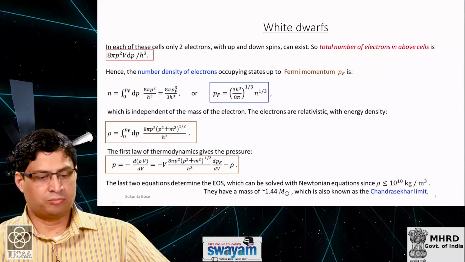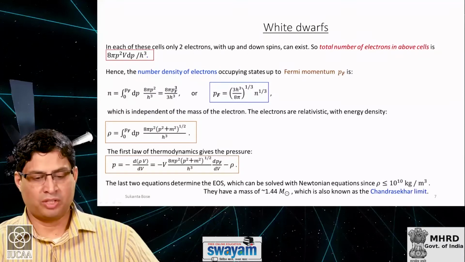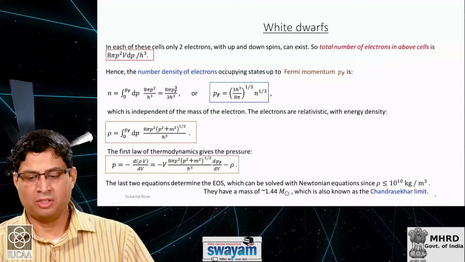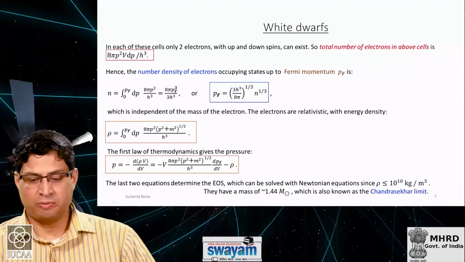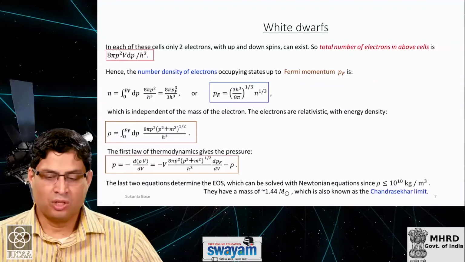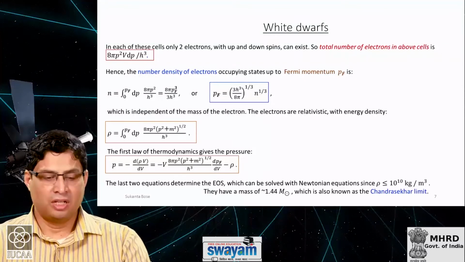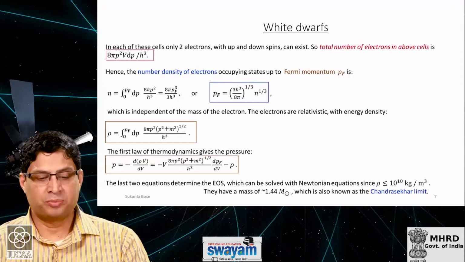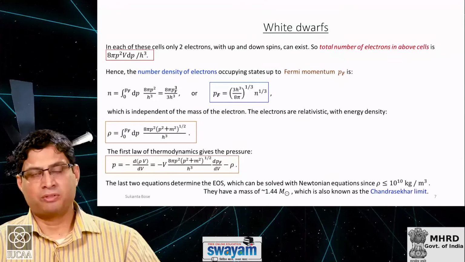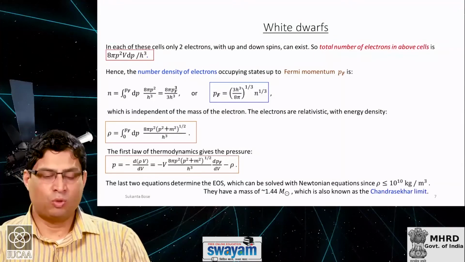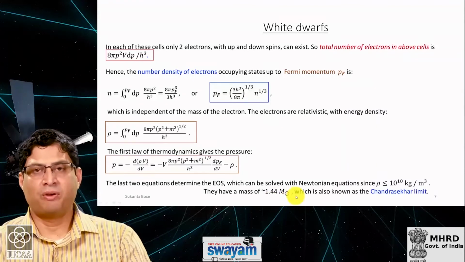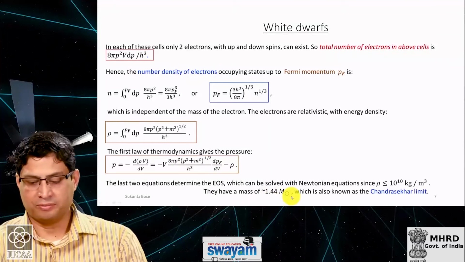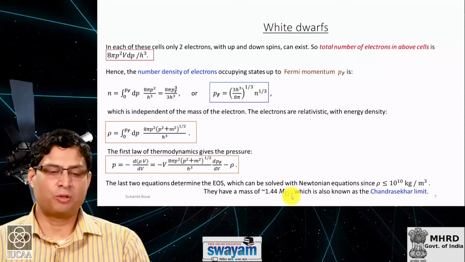So, these two equations can help us determine the equation of state of the star, in this case a white dwarf, which can be solved with Newtonian equations of hydrodynamics, since the density is less than about 10 to the 10 kilograms per meter cube. And this is what leads to Chandrasekhar's celebrated limit, which you may have studied, for example, in your course in statistical mechanics: the mass limit for white dwarfs that are supported by electron degeneracy pressure is about 1.44 times the mass of the Sun. Okay, if the core is heavier than this value, then it will collapse further and cannot be supported by electron degeneracy pressure.